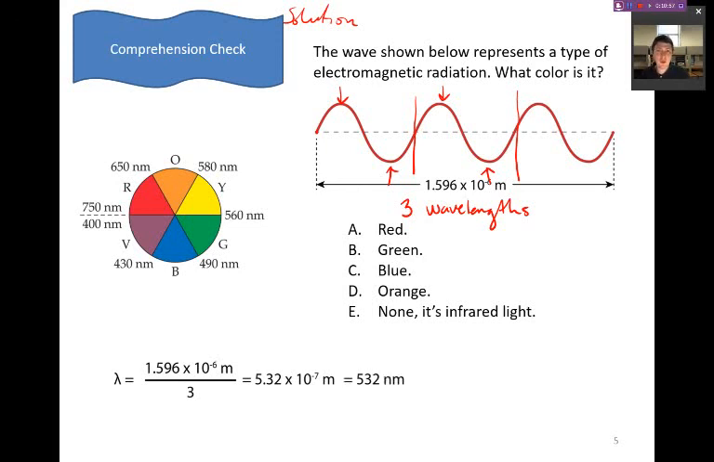Converting that to a more usable number, we would convert that to nanometers. And we see that we have 532 nanometers. Looking at the color wheel here, we see that 532 nanometers falls in between this range here, and so it's going to be green light.